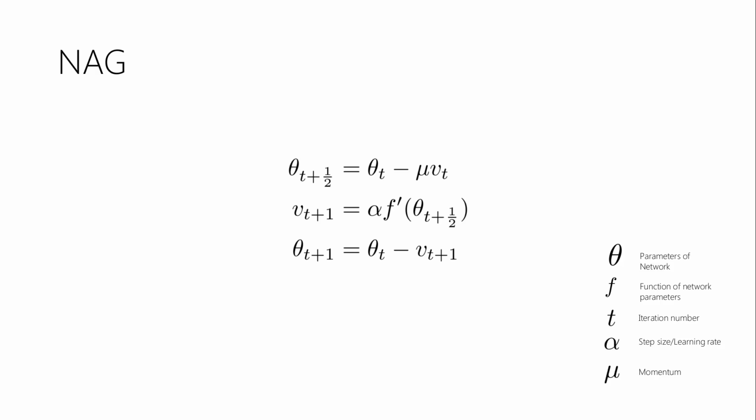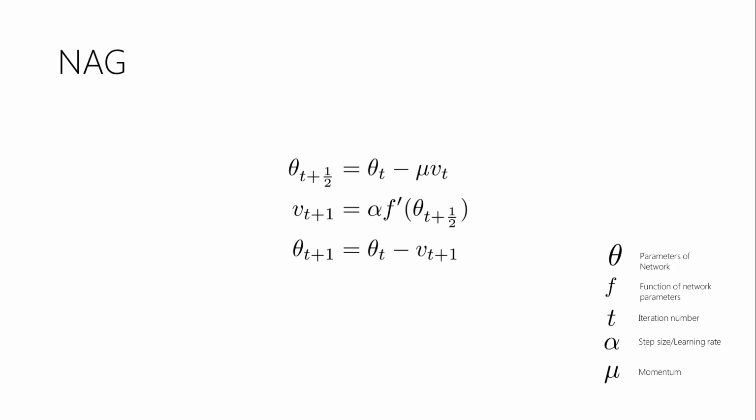Where theta t are the model parameters, Vt is the velocity, mu t in the set 0 to 1 is the momentum decay coefficient, and epsilon t greater than 0 is the learning rate at iteration t. f of theta is the objective function, and the gradient of f at theta prime is the shorthand notation for the gradient of f with respect to theta, given that theta is equal to theta prime.